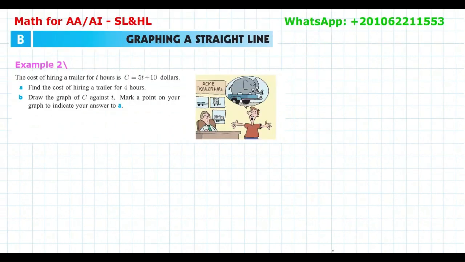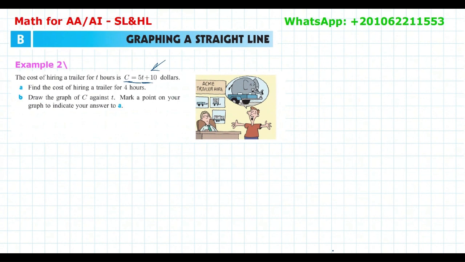I think it becomes easier right now. What about this example? He said what? He said the cost of hiring a trailer for T hours is, this is the function for cost. And by the way, it's a linear function because T is to the power of 1, and it's in the numerator, not in the denominator. C equals 5T plus 10.